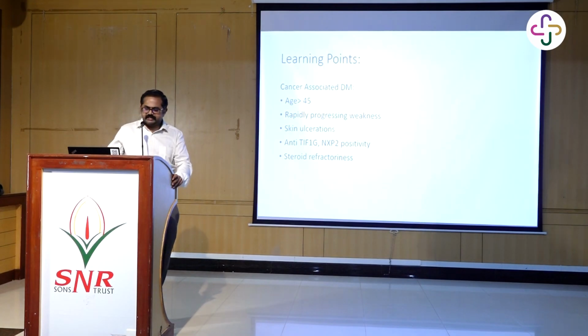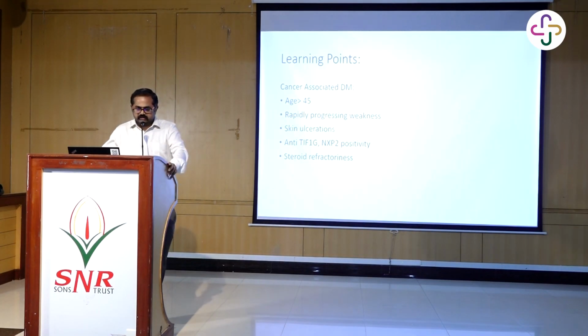So as far as cancer associated dermatomyositis is concerned, these are the points which should make us suspect a case of cancer associated myositis: age more than 45 years, rapidly progressive muscle weakness, skin ulcerations, anti-TIF1 gamma and NXP2 positivity in muscle antibodies, and steroid refractoriness.